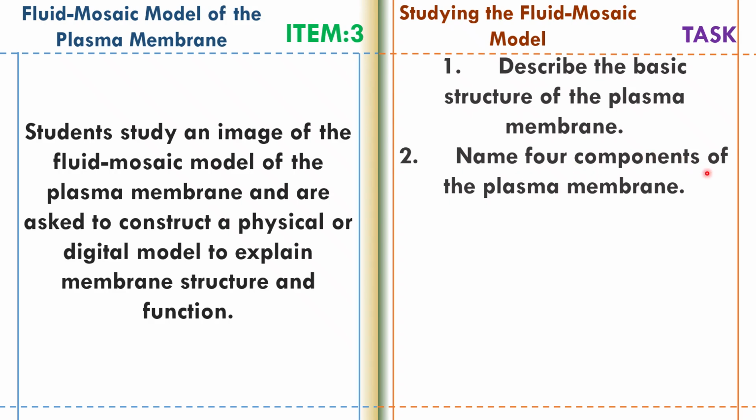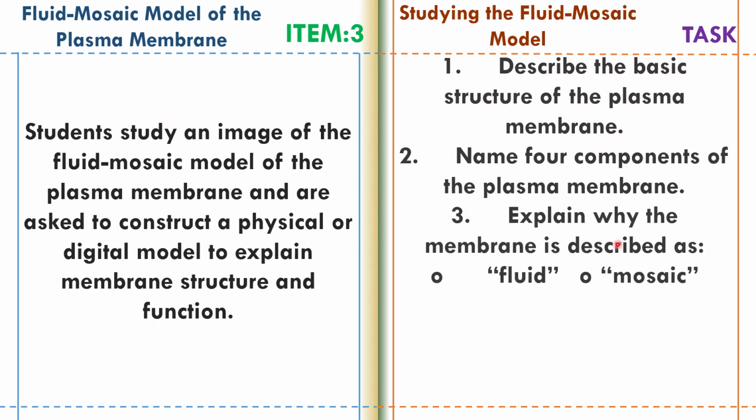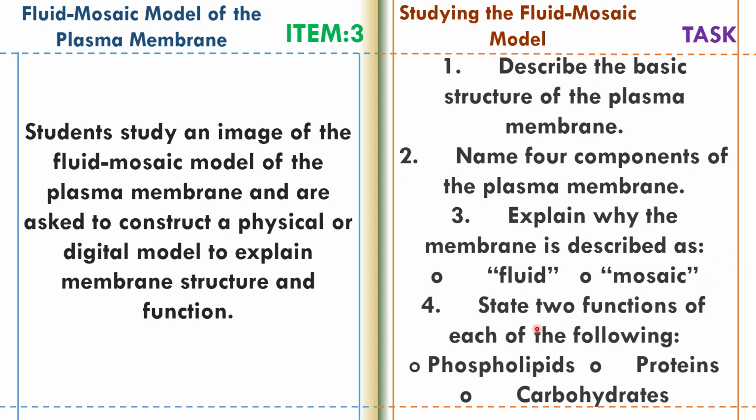Name 4 components of the plasma membrane. Explain why the membrane is described as fluid, mosaic. State 2 functions of each of the following: phospholipids, proteins, carbohydrates.